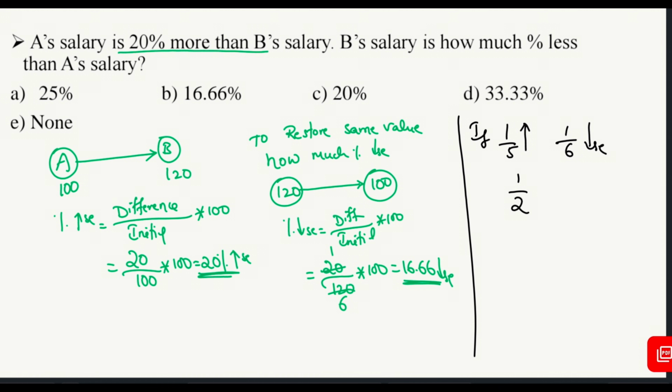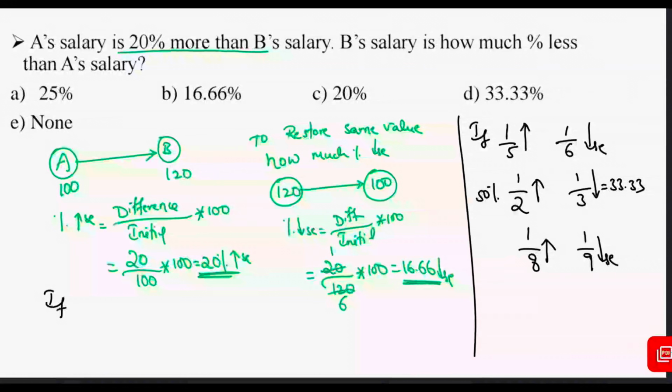If 1 by 2 is increased, 1 by 2 is nothing but 50 percent. If 50 percent is increased, 1 by 3 has to be decreased. 1 by 3 is nothing but 33.33. If 1 by 8 is increased, how much percentage do we need to decrease? It's nothing but 1 by 9 has to be decreased.